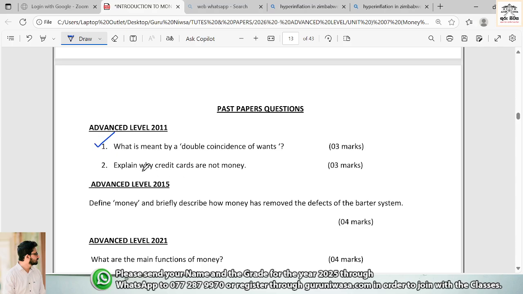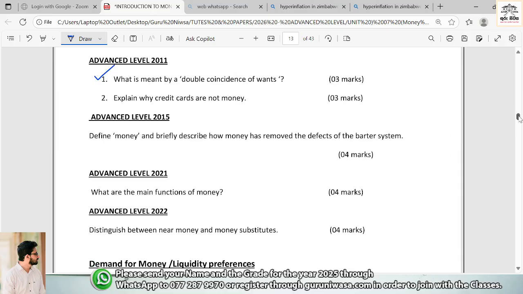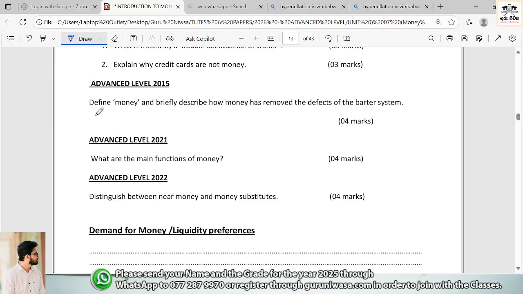Second one, no, you cannot do that. Why credit cards are not money? Don't do that. Then you can do the 2015 A level paper question. Define money and briefly describe how money has removed the defects. Defects mean drawbacks of the barter system. You need to explain, especially double coincidence.